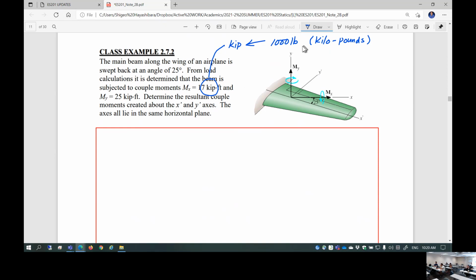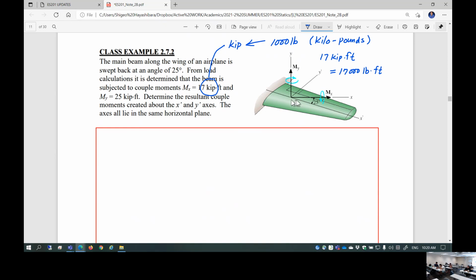So this is 1,000 pounds, kilopounds. So kip foot, 17 kip foot is 17,000 pound foot. Again, it's a large number. People try to make it a shorter description, which is not really good. I don't like it, but anyway.